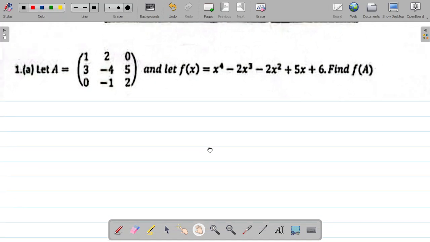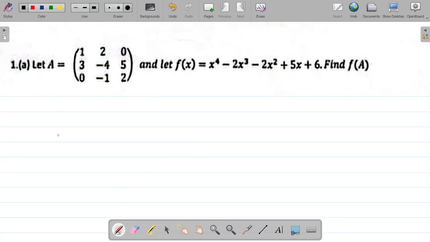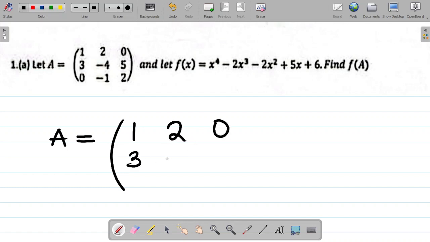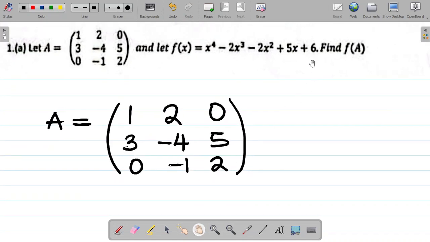Now, the first thing you have to observe here is that A is actually a matrix, a 3 by 3 matrix. And A is given as 1, 2, 0, 3, minus 4, 5, 0, minus 1, 2. This is the matrix for A. Now, if you're asked to find f of A, observe that A here is not a number. Your task now will be to find the number that A is.